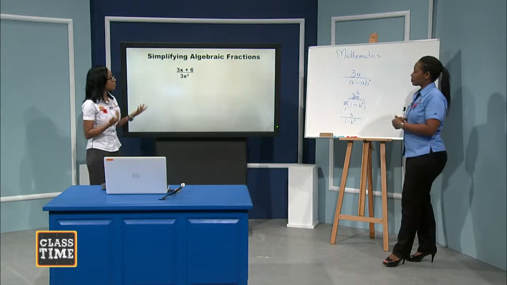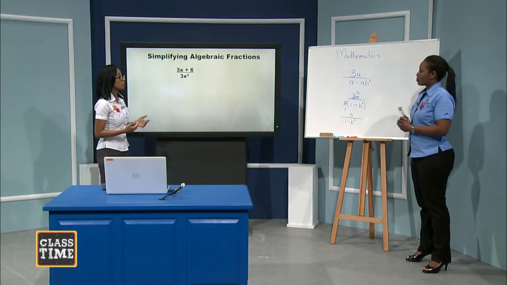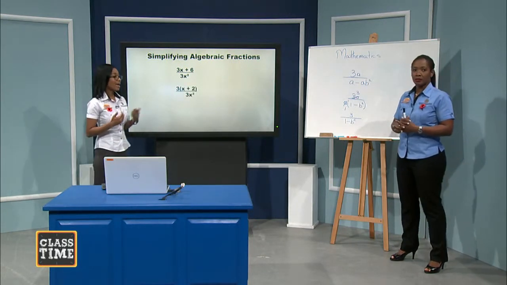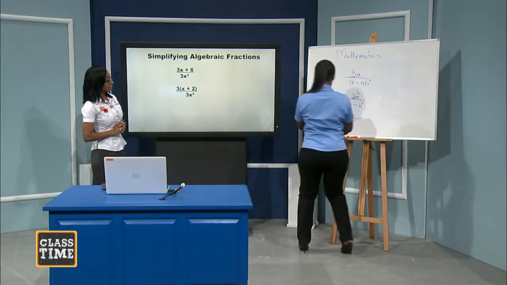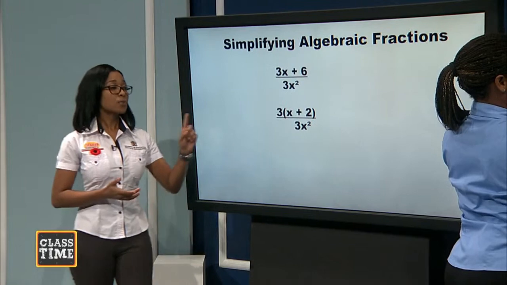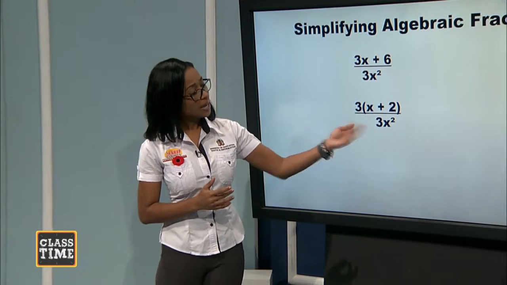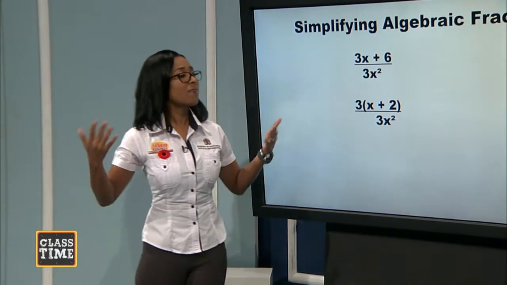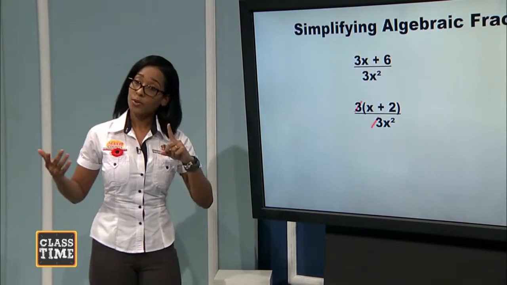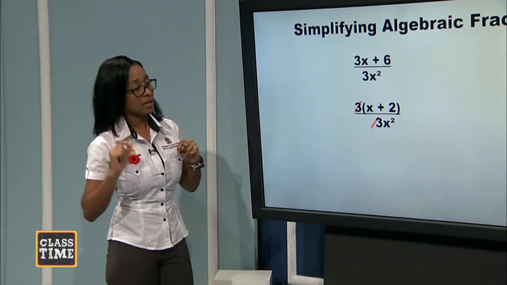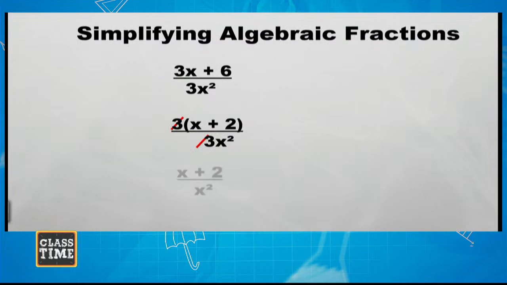So we would have 3, open bracket, x plus 2. That would be our numerator, and our denominator would still be 3x squared. Now, when we take a look here, we have 3 open bracket x plus 2 all divided by 3x squared. Let's look at our numerator and denominator. Can we find a common factor between both? Yes, we can: 3. So we're now simplifying using the factor 3. So in simplifying, we have x plus 2 all divided by x squared.